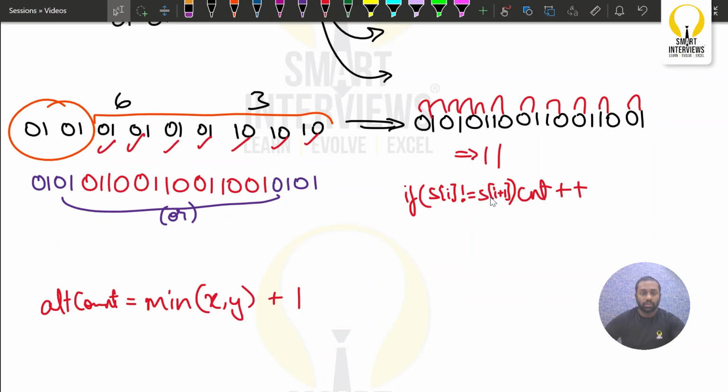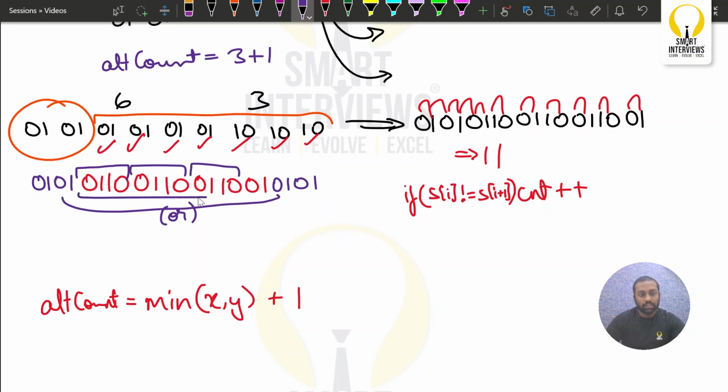That is what we exactly did over here. So what is the alt count in here? Alt count for this case comes out to be 3 plus 1, 4. So 4 times this 0110, 0110, 0110. Is it happening for 4 times or 3 times? 3 times, along with one extra x string or y string. Doesn't really matter, because ultimately either of them will give us the same output. So 3 times I'm appending 0110, and finally I'm appending 01.